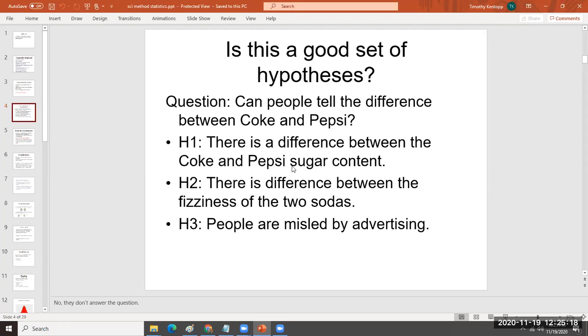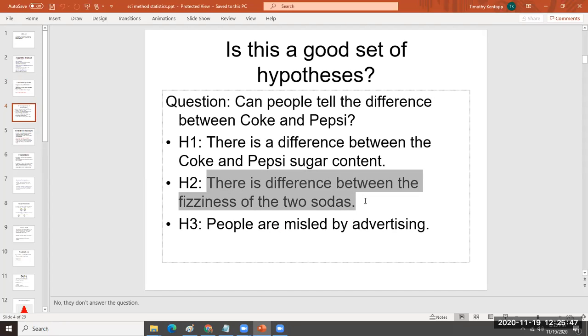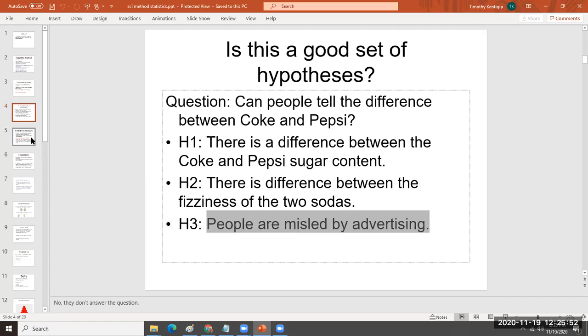So when you look at these differences in hypotheses, some are very tightly defined and some aren't, and Dr. Ratchford went to the trouble to emphasize how important it is to state your hypotheses in concrete terms. So here's one example. Can people tell the difference between Coke and Pepsi? There is a difference between Coke and Pepsi sugar content. There's a difference between the fizziness of the two sodas. People are misled or swayed by their own style or affinity for certain styles of advertising.